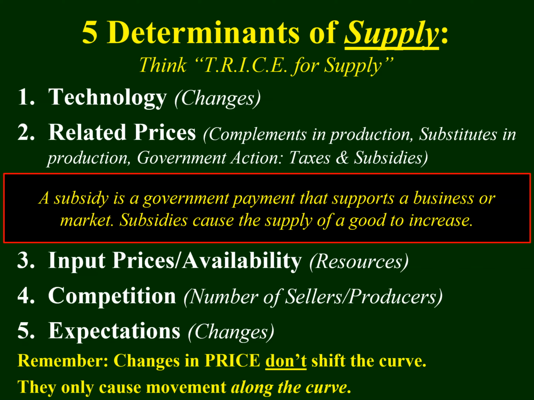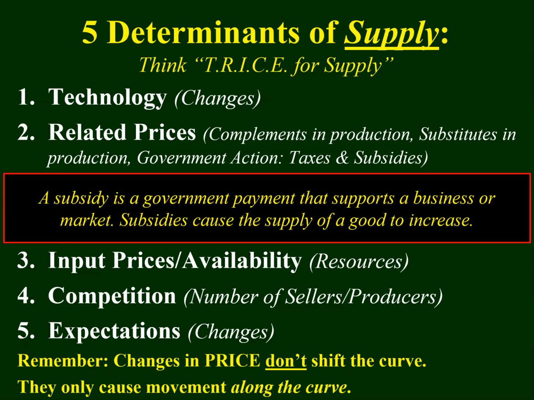Then C is competition, the number of sellers or producers. If people are going out of business, that's going to shift the supply curve inward. If more people are jumping onto the scene, that's going to shift the supply curve outward. And then E is again, changes in expectations. Significant changes here to expectations could change the supply curve, such as coronavirus impacting more countries and more places around the world closing. That expectation change is going to lead to an inward shift in the supply curve.